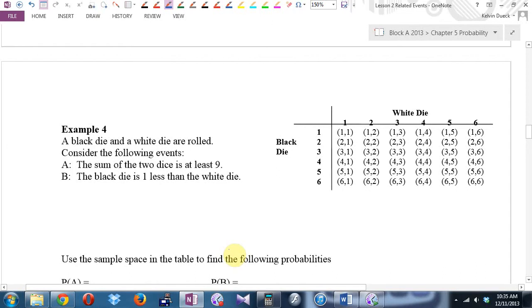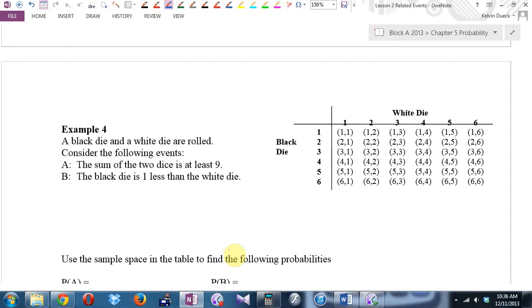Here's a sample space for rolling a black die and a white die. By the way, looking at this, how many outcomes are there? 36. What's going to be in the bottom of each of my fractions? 36. Okay. It says the black die and the white die are rolled. Consider the following events. Event A is the sum of the two dice is at least 9. Event B is the black die is one less than the white die. It says use the sample space to find the following probabilities.